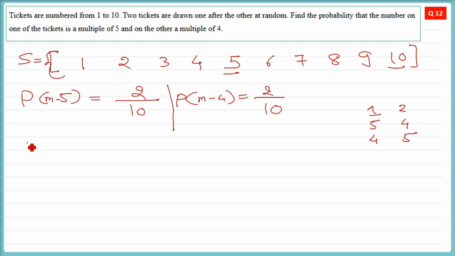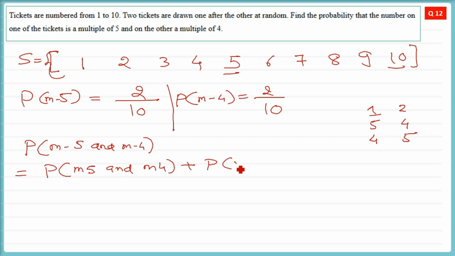So I'm just writing M5 and M4 for representation, and now you know that I'm writing it for the multiple of 5 and multiple of 4 respectively. So M5 and M4, probability of getting these two, and this can be achieved in two ways. First, you get the ticket which is a multiple of 5, and then you get a ticket which is a multiple of 4, or you get the first as a multiple of 4 followed by the ticket which is the multiple of 5. So we can write it as PM5 multiplied by PM4 because these two are independent events.